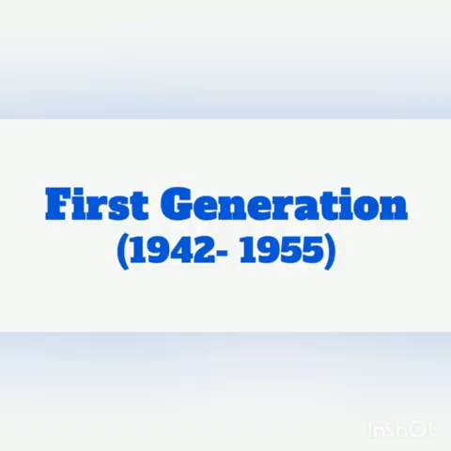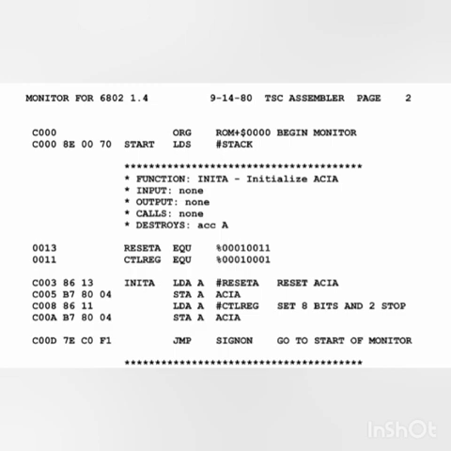In the first generation, we have told that machine language was used. Machine language is nothing but binary language, that is zeros and ones. The computer can read or understand only zeros and ones, whereas assembly language is nothing but a unique code for a processor, and the assembler will convert that code to machine language. So, this is the assembly language.